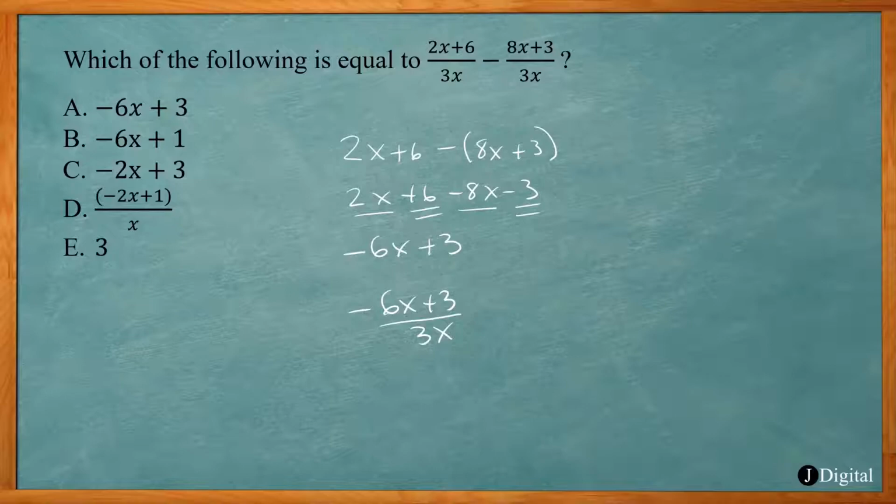Now each of these terms is divisible by 3. The 6, 3, and 3. So what I can do there, that becomes 2, 1, and 1. So that gives me negative 2x plus 1 over x. Okay, so that's going to be answer choice D.